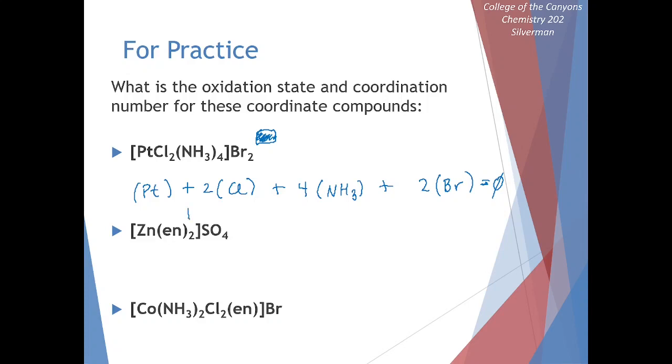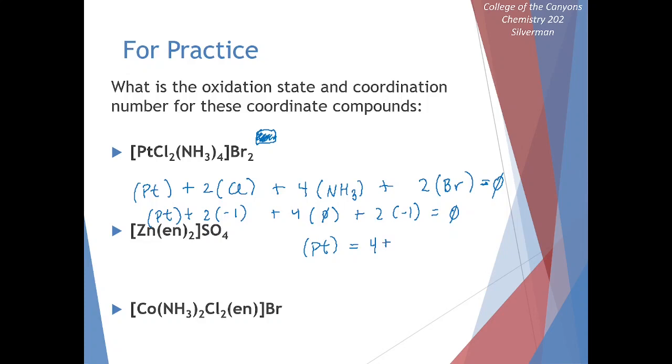We know the charge on our chlorides has to be -1. We know the charge on our ammonias has to be 0. And we know the charge on our bromides also has to be -1. When we add all of these things together, we get a total of 0. Therefore, our platinum has to have an oxidation state of 4+.